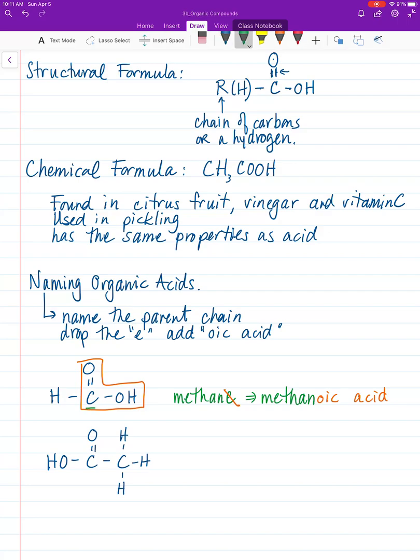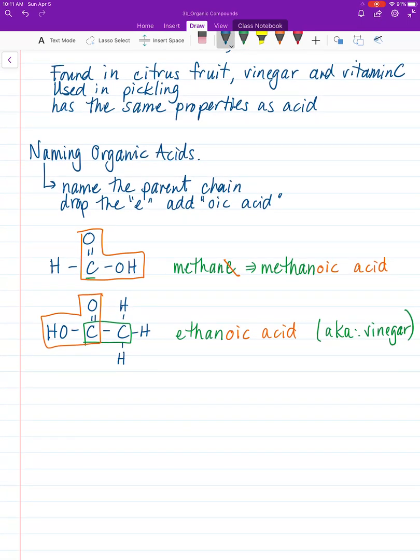Okay, so again, let's take a look at our parent chain. 2 would be ethane. Here's our functional group. So we turn it to oic and we say acid. So ethanoic acid, which is also the stuff we put on French fries. If you like it on your French fries, it would also be vinegar. Okay, let's try one more.